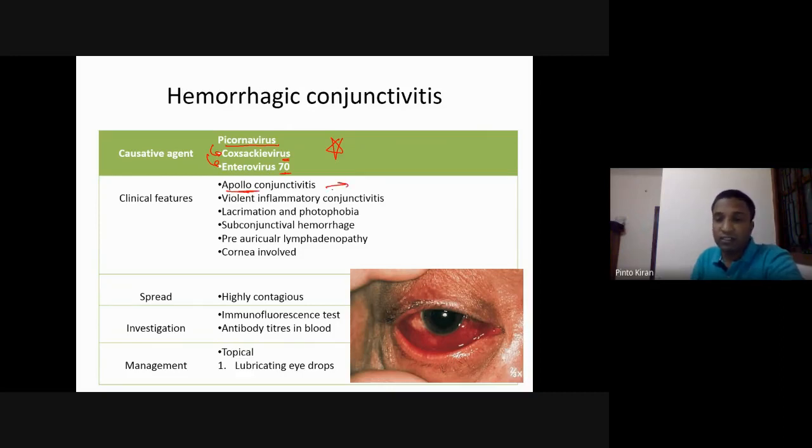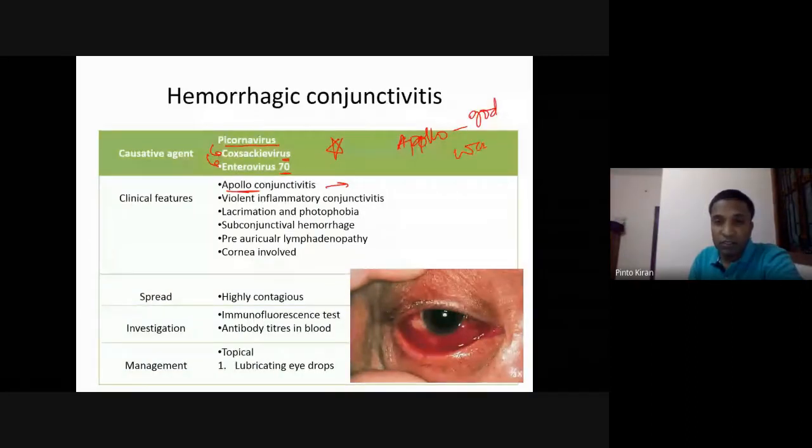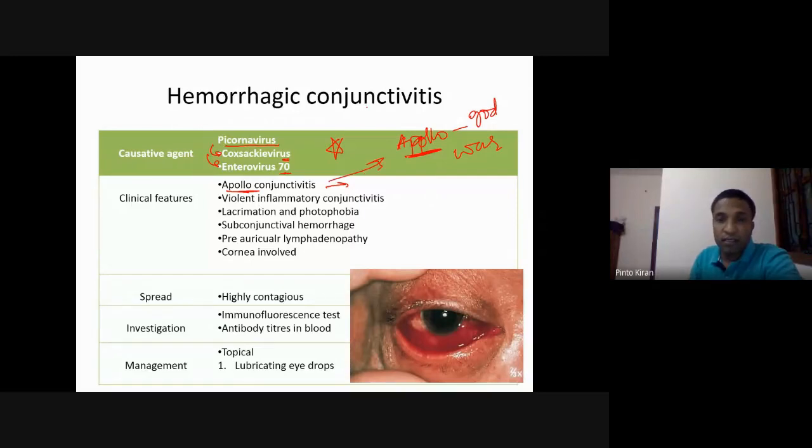Why is it Apollo conjunctivitis? Easy to remember. Apollo is a Greek god, a god of war. War means it's bloody basically. So it's blood. So Apollo conjunctivitis. That's how you remember. Other name for hemorrhagic conjunctivitis is Apollo conjunctivitis.